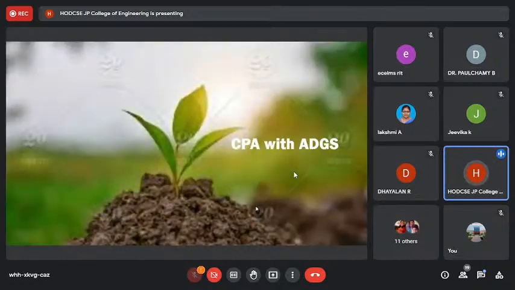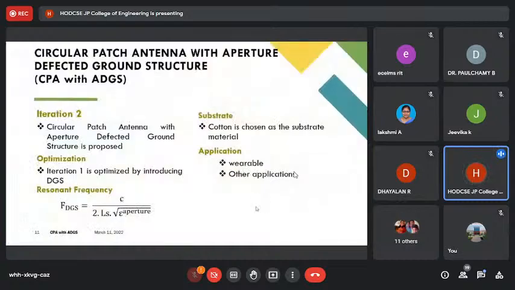Here let us introduce the aperture in the ground. The second antenna is the proposed work. Iteration 2 is a circular patch antenna with an aperture defected ground structure, where an aperture is introduced in the ground. The performance of the basic existing circular patch antenna is optimized through this introduction of the defected ground structure.